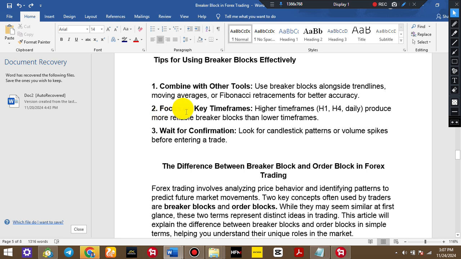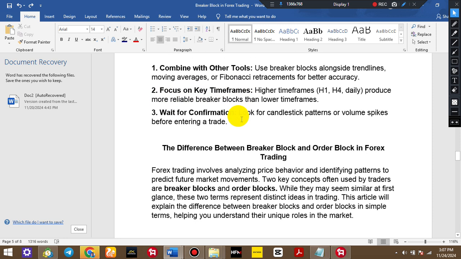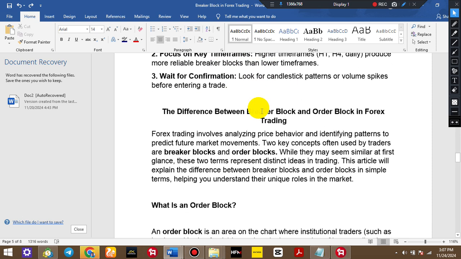Then two, focus on key time frame. I said this initially before now that the key time frames you focus on should be either your 1 hour, your 4 hour, and your daily time frame. These areas with breaker blocks usually are areas of solid interest, because they produce more reliable breaker blocks than lower time frames. Now, the third one, wait for confirmation. Look for candlestick patterns or volume spikes before entering a trade.